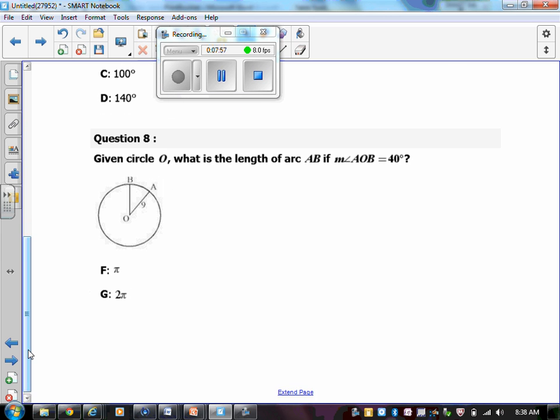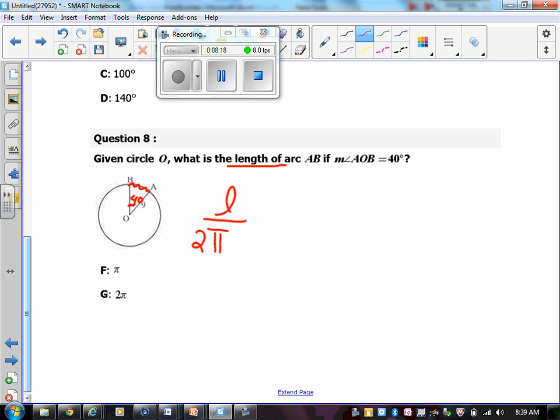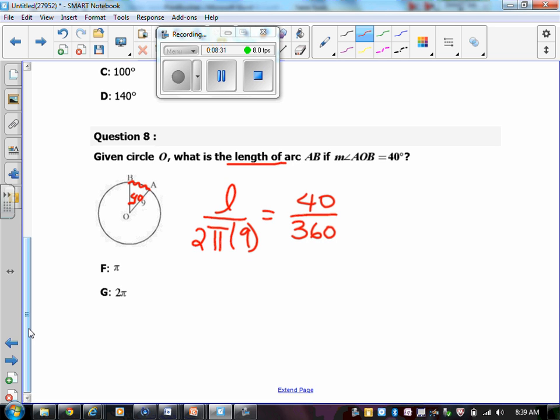All right, number 8. Given circle O, what's the length of arc AB if AOB is 40? AOB is 40 degrees, so this is 40. And they want to know the arc length of AB. So this is again an arc length ratio. So I'll put length over 2 pi, radius is given to be 9, equals. I'm trying to find when the arc is 40 degrees, this is 360. All you have to do is cross multiply and get the answer.